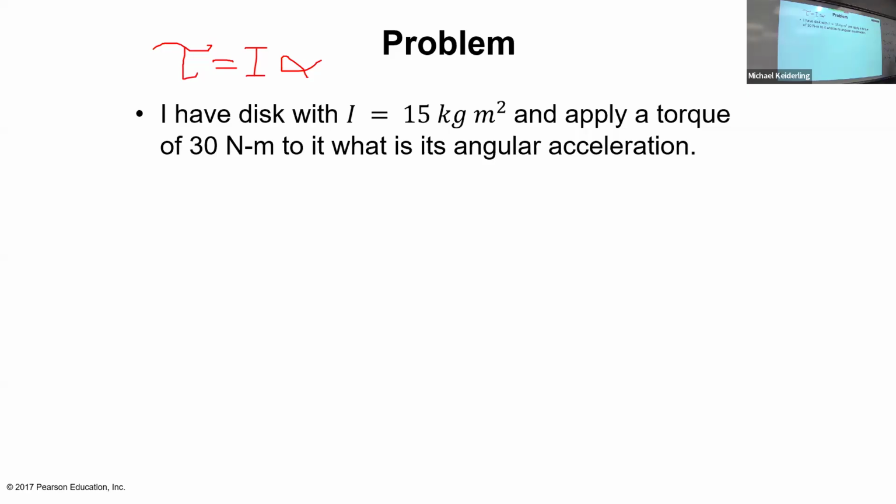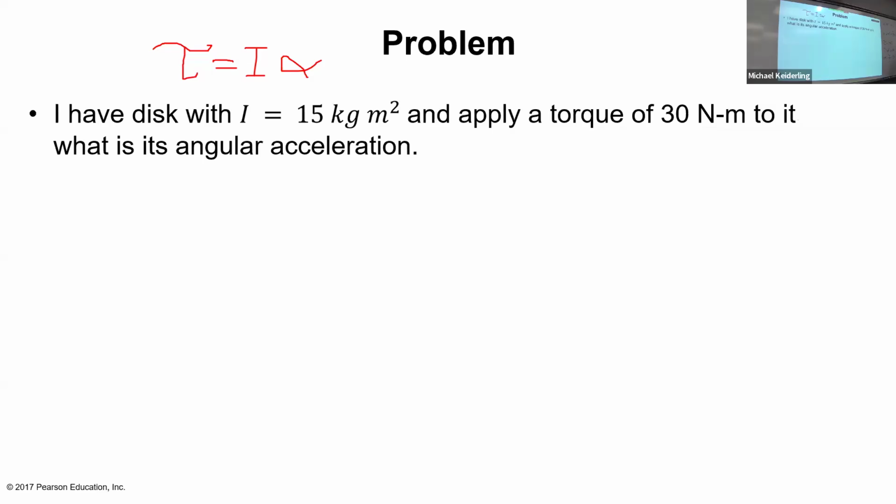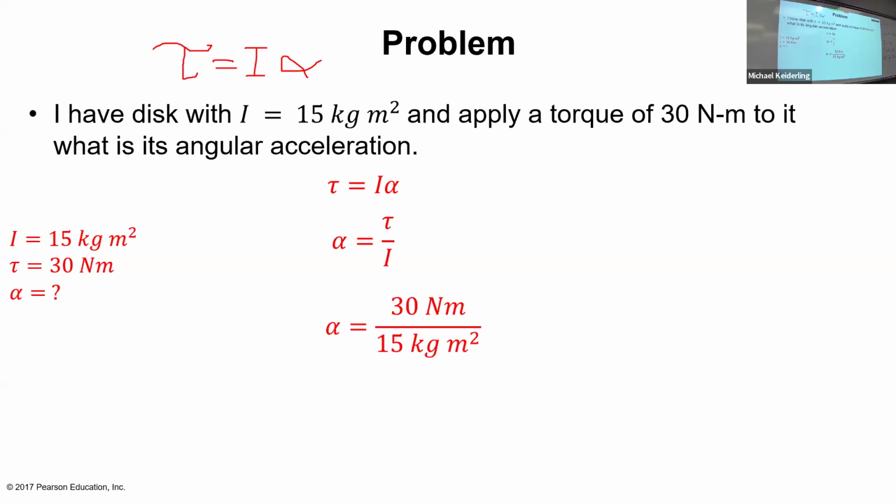Well, this is fairly straightforward. Our moment of inertia is 15 kilogram meters squared. Our torque is 30 Newton meters. Our acceleration is what we're looking for. Torque is moment of inertia times acceleration, so acceleration is torque over moment of inertia. So 30 Newton meters divided by 15 kilogram meters squared gives us 2 radians per second squared.